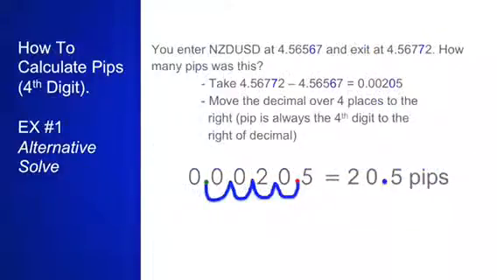So here's what it looks like written out for you, for those of you who are visual people. See how I took the decimal and I slid it 1, 2, 3, 4, equals 20.5 pips. Super easy, super easy. We're going to do another example, don't worry.